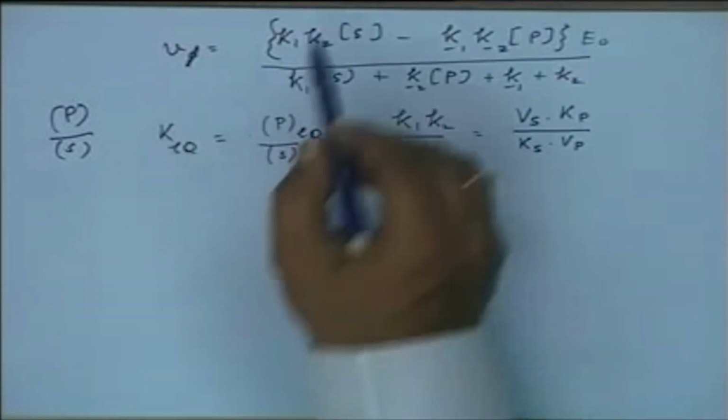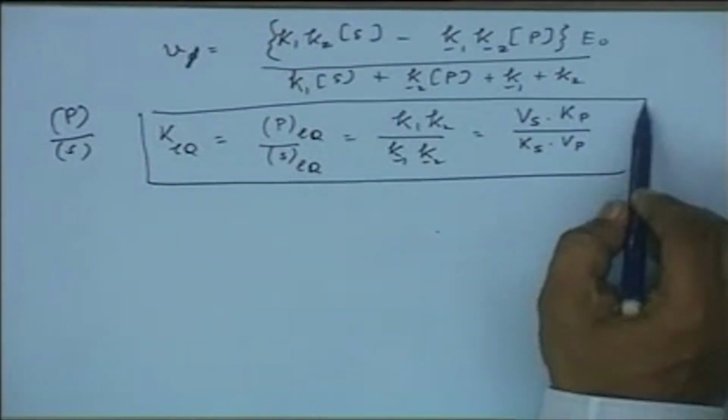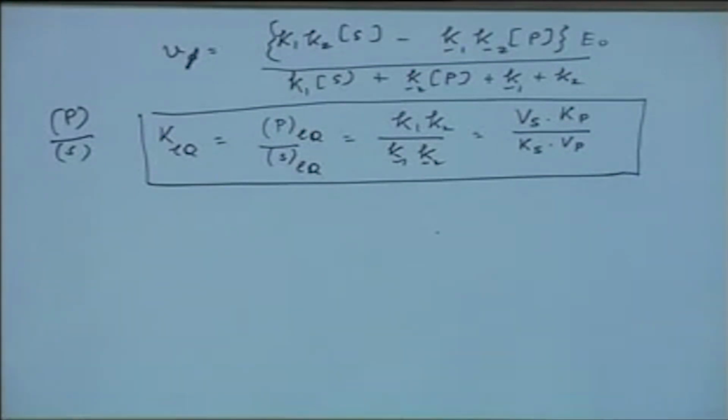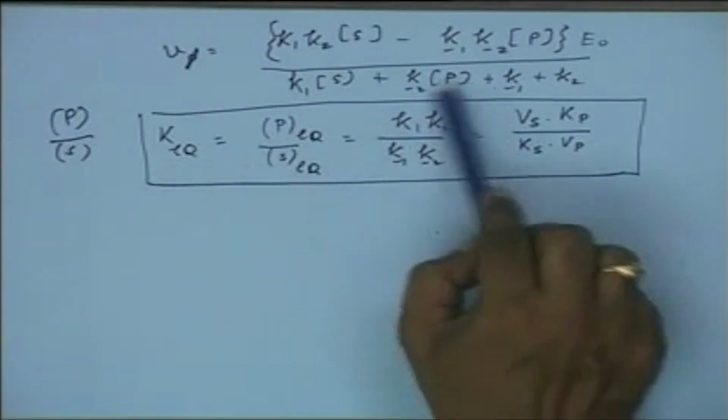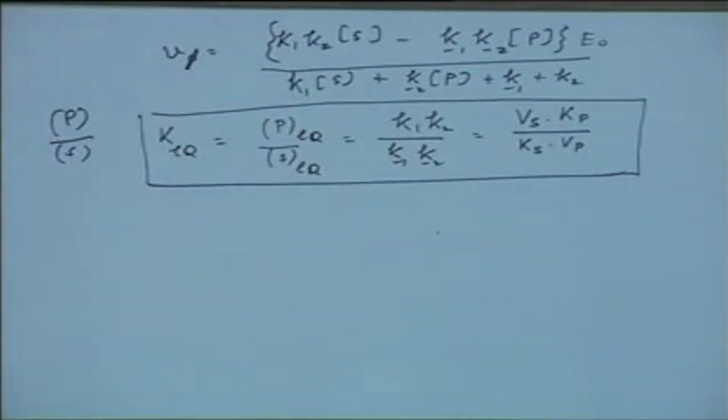The expression can be arrived at from the main rate expression, which will give you the equilibrium constant in terms of the rate constants. Of course, the equilibrium constant can be monitored experimentally, and that can also give you an idea of determining the individual kinetic parameters experimentally. So, how did we arrive at this P by S equilibrium equal to K1?